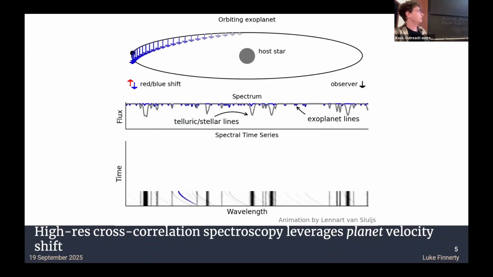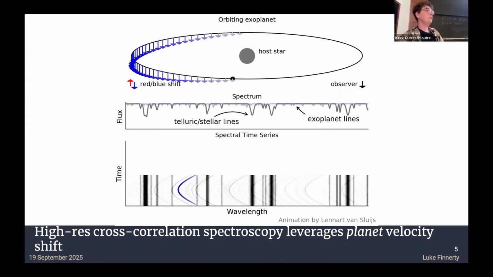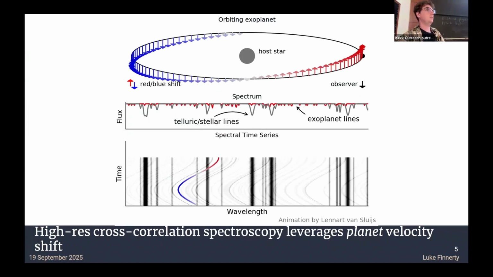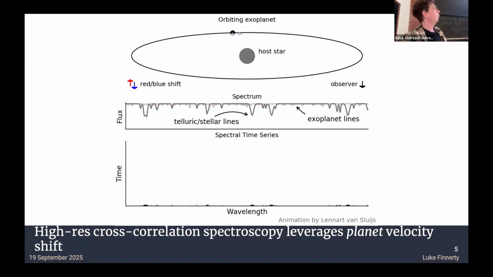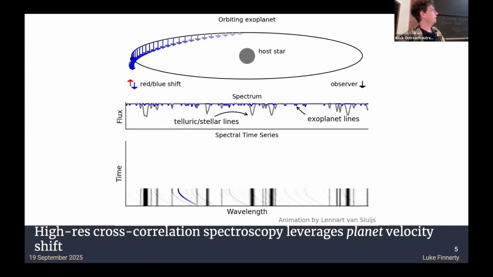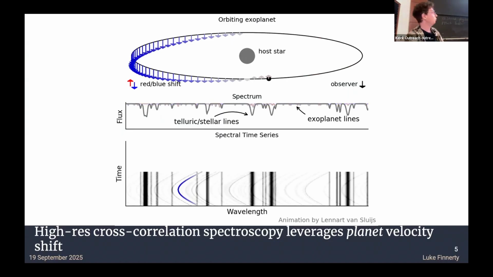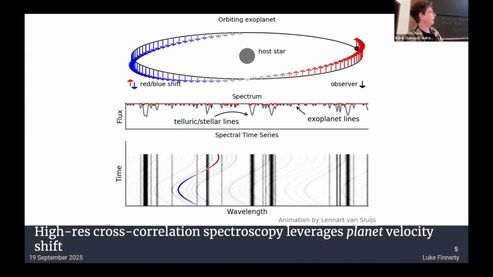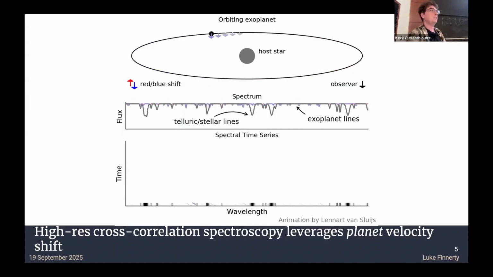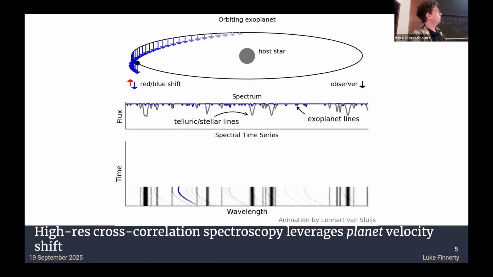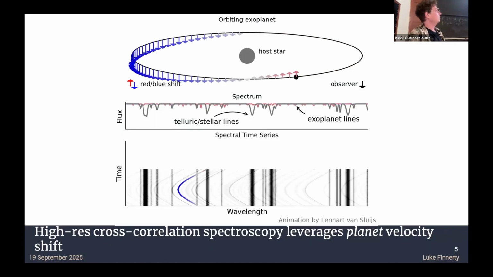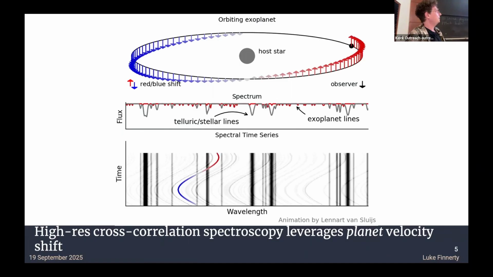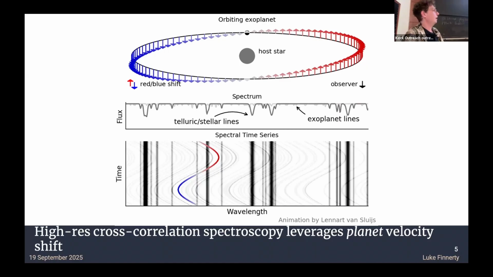One of the ways we can do this is with a technique called high-resolution cross-correlation spectroscopy. The idea here is you treat a hot Jupiter system as a spectroscopic binary. Over a couple of hours, lines associated with the star or the Earth's atmosphere don't change much. So that's these fixed features in your high-resolution spectroscopic time series. But any spectral features associated with the planet, they'll be much weaker than the star, but they'll have this really rapid time-varying Doppler shift. And so we can essentially divide out anything that doesn't change in time, and that leaves us with this time-varying signal associated with the planetary atmosphere.